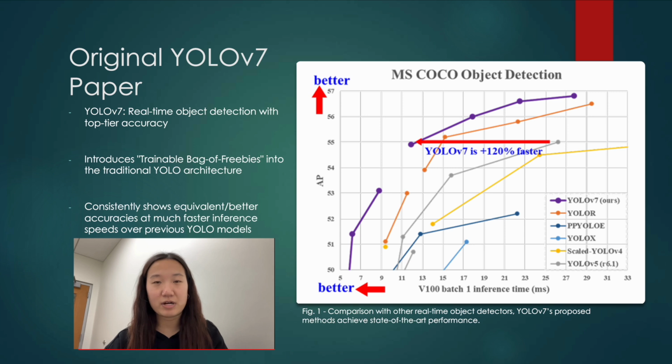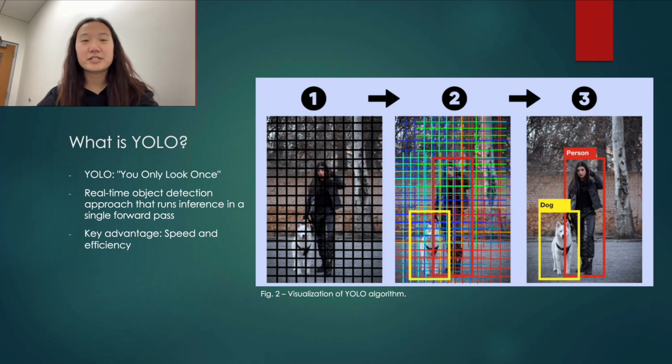As you can see in this graphic, YOLOv7's average precision over inference time, which is a common measure of accuracy over detection speed, consistently produces equally accurate or better results at nearly 120% faster speeds compared to previous YOLO models. To understand how this is all accomplished, we first have to understand what the YOLO model is.